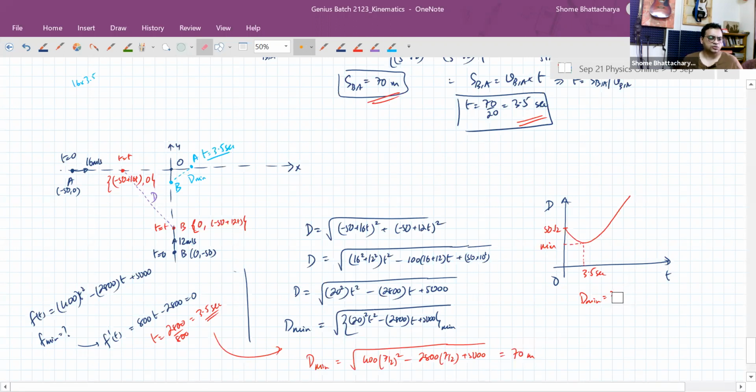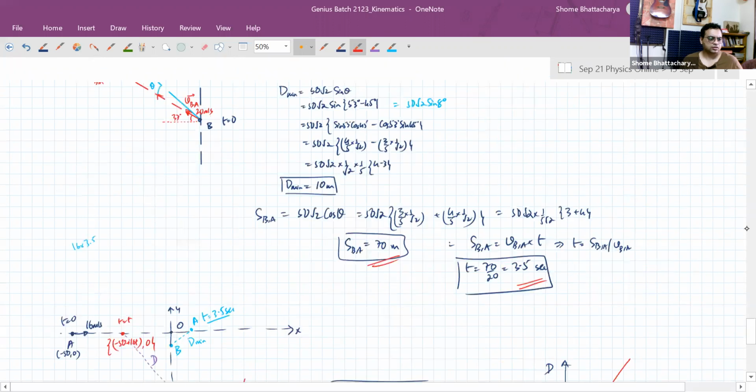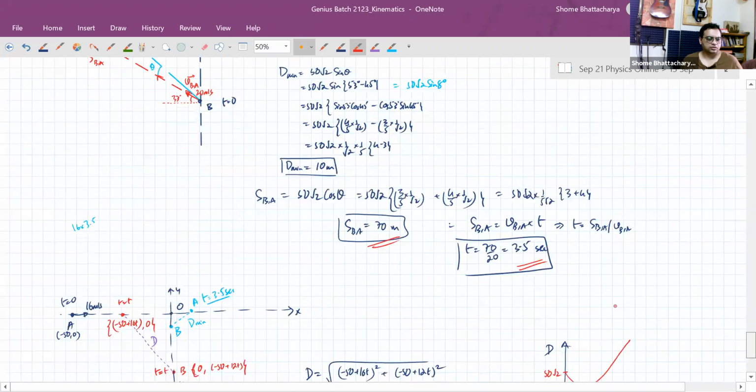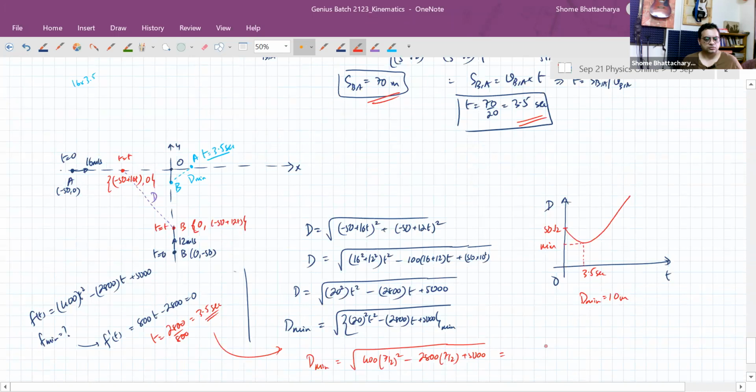So this D minimum was not 70. It was how much? It was 10. No? Yeah. So you see that at the moment when this happens, A's coordinate will be 6, 0 and B's coordinate will be 0, minus 8. Okay. Anyhow, so hope the solution is fully clear, people.